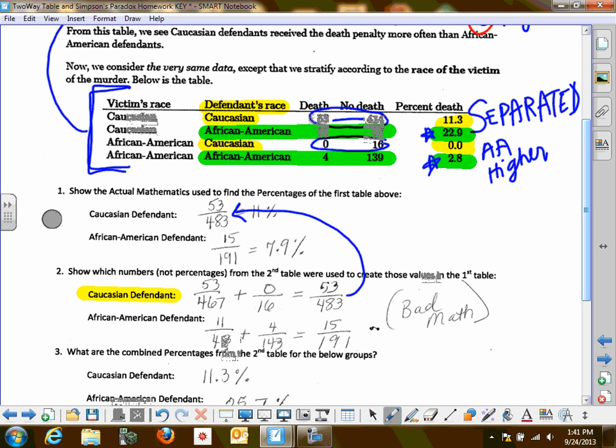What was the separating factor here? What was the trait that they then split the data up by? Good. They split it up because of the victim's race. So these two yellow ones went together. Caucasian defendant with a Caucasian victim, Caucasian defendant with an African American victim. And then you can see these values separately. But these are now in percents.